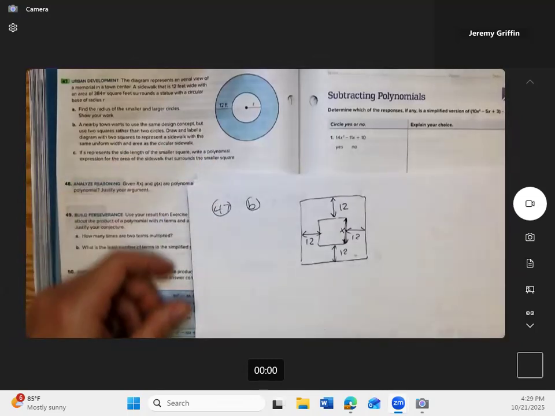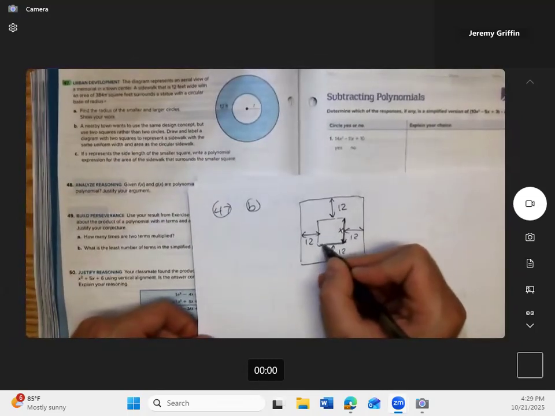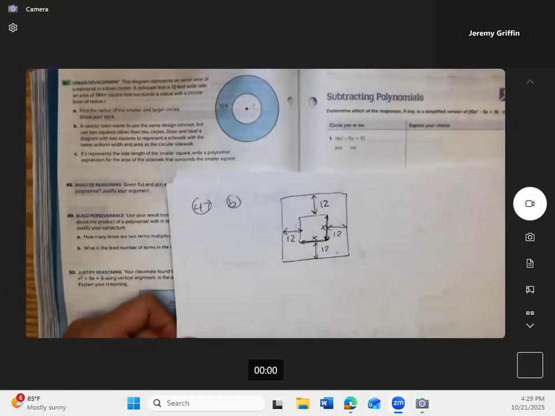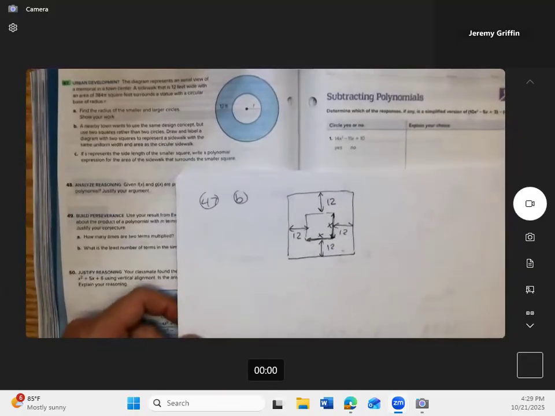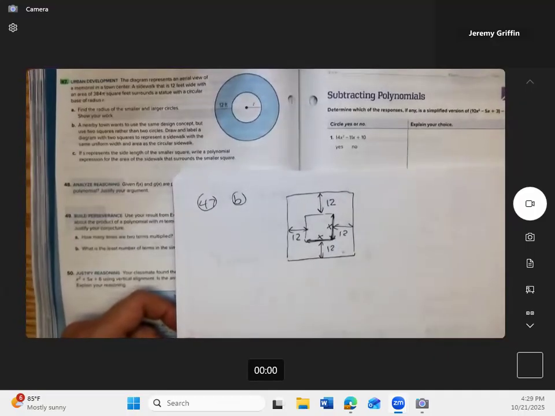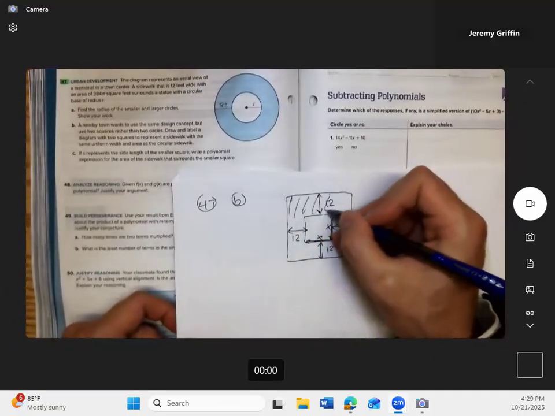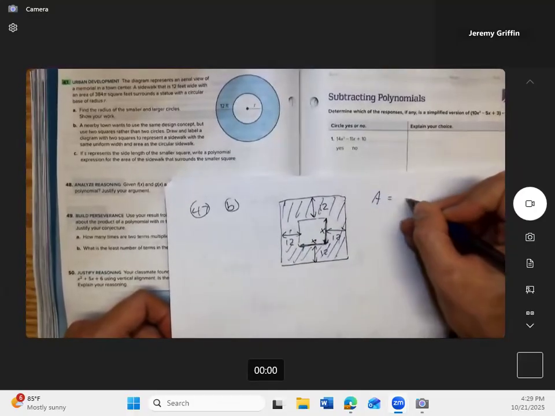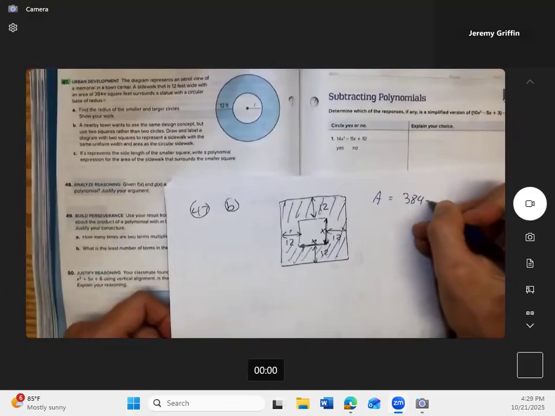These are all in feet, so 12 feet, right? I don't know what x is. So this is x, x, and so on. But I do know that this area here, I'll hash it in just like I did before, has to be the same as it was before, which was 384 pi square units.